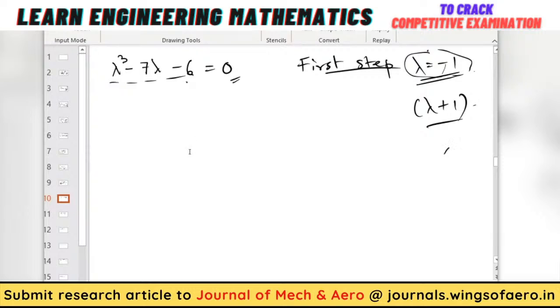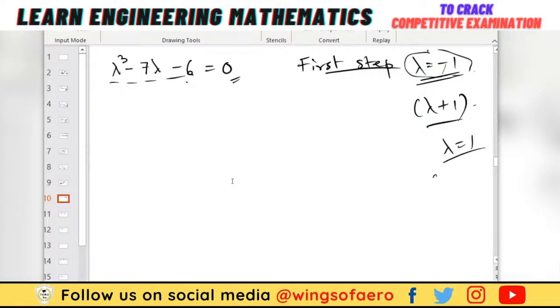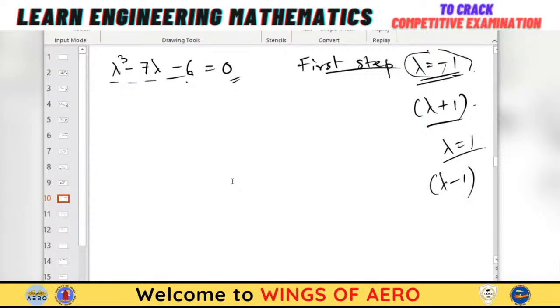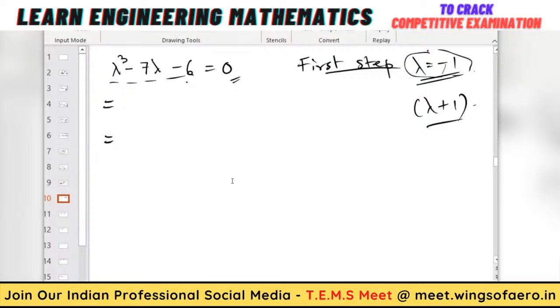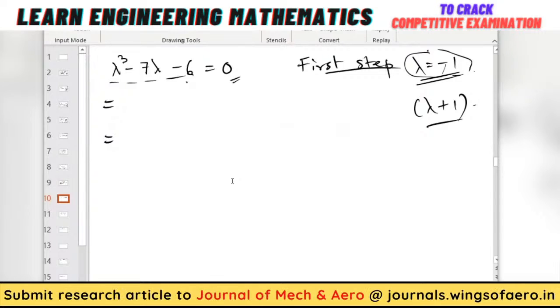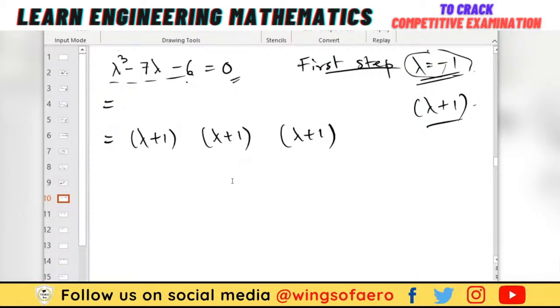Okay, if lambda equal to 1 is the solution, the factor will be lambda minus 1. Remember this. So in this case, since lambda equal to minus 1, the factor is lambda plus 1. Next, leave this second step. Start with the third step. Since cube is there, you have to write down 3 times lambda plus 1, lambda plus 1, lambda plus 1.